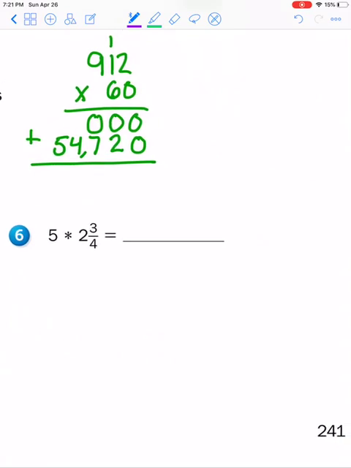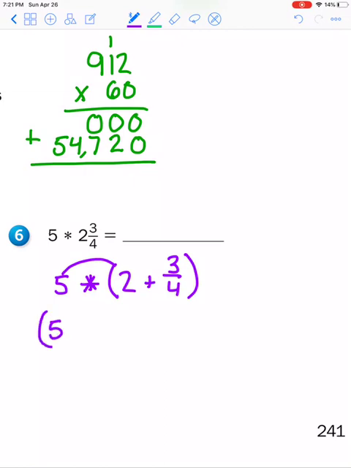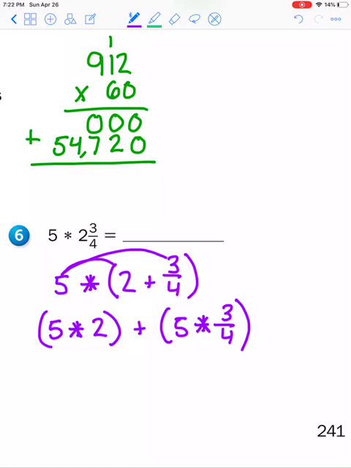Okay, let's do number 6. 5 times 2 3/4. So I would do 5 times 2 plus 3/4. So 5 times 2 plus 5 times 3/4. 5 times 2 is 10. If I put 5 over 1, I could just multiply across. 5 times 3 is 15. And then 1 times 4 is 4.